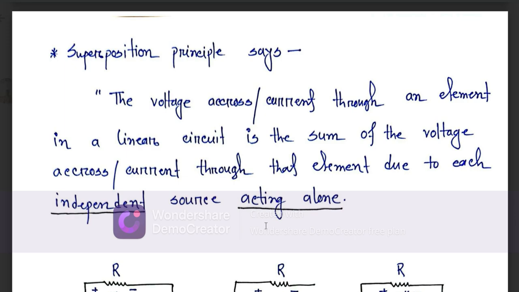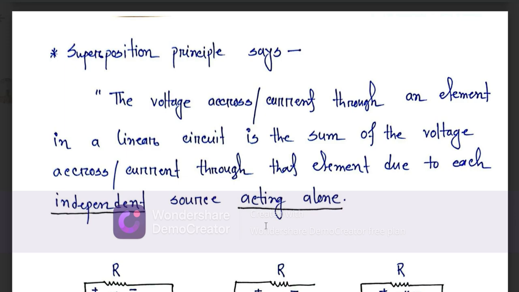But when we are applying superposition theorem, we will only consider the independent sources and we will consider a single source at a time. There can be numerous sources, 5, 4, 6, but we will consider only a single independent source at a time, and we will calculate the corresponding voltage or current for that one independent source, and at the end we will sum up all the voltages or currents together to get our total current or voltage.